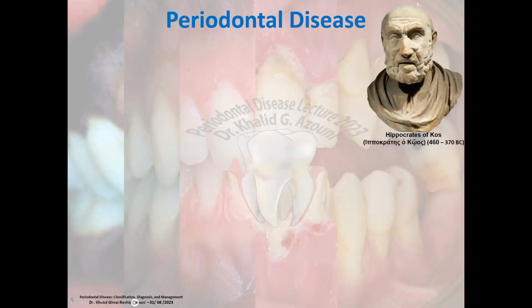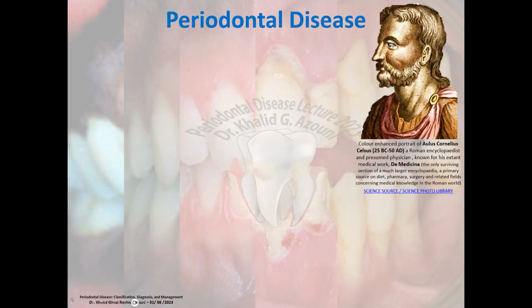If we move further in history, this is Hippocrates, the famous physician. We all, as healthcare professionals, swore by his oath when starting our careers. The second most famous author in Western medicine was Celsus, a medical author. He was a Roman encyclopedist and presumably a physician, and he's known for his extant medical work, De Medicina, the only surviving section of a much larger encyclopedia, with a discussion on medical knowledge.